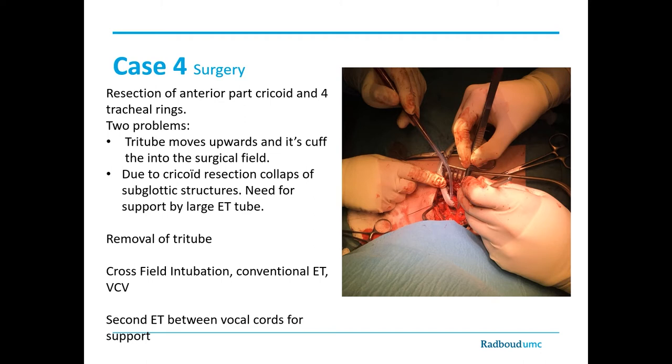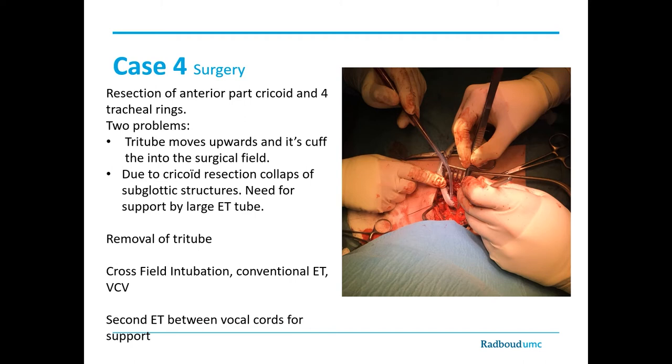The other problem was that due to the cricoid resection that was very high, there was collapse of subglottic structures, and the surgeon asked for some support there. So the small size of Tritube was actually a disadvantage for the surgeon in this specific case.